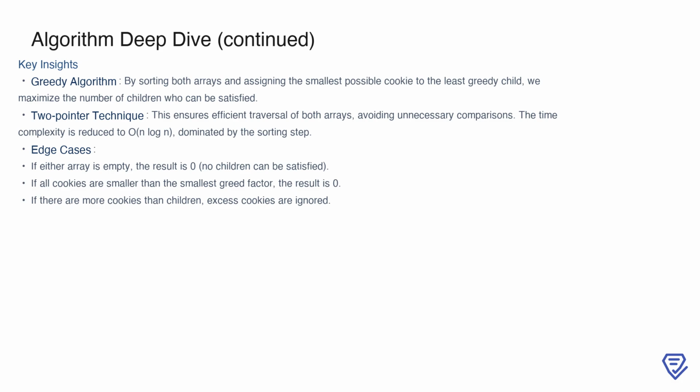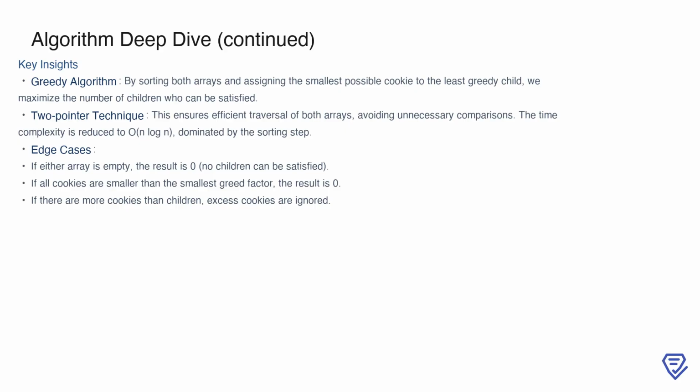This approach works because it leverages the principles of a greedy algorithm. By always assigning the smallest possible cookie to the least demanding child, we maximize the number of satisfied children. The 2-pointer technique is key here, as it allows us to traverse both arrays efficiently, comparing only what is necessary. The overall time complexity is O(n log n), driven by the sorting step, while the 2-pointer traversal itself runs in O(n). It's also important to consider edge cases.